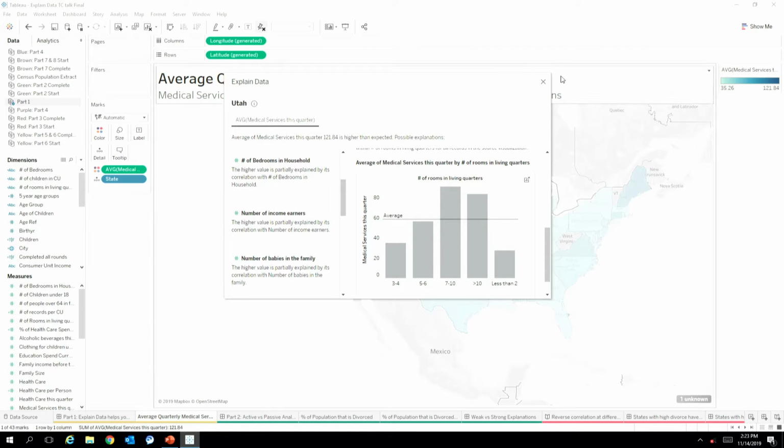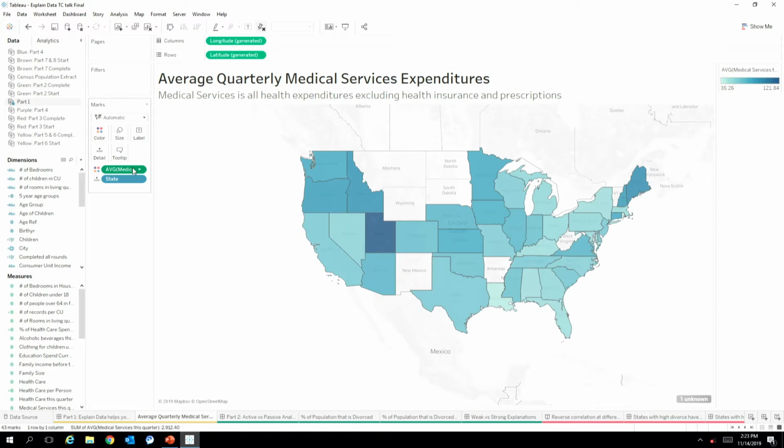And so I'm going to just go and do that. Just double click in here and then edit this to divide it by the family size. And so now, when you look at the average medical services per person, Utah isn't such an outlier. And so I've used Explain Data to actually improve the measures that I'm looking at.